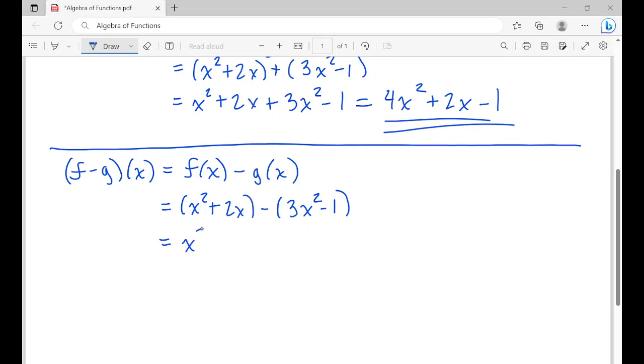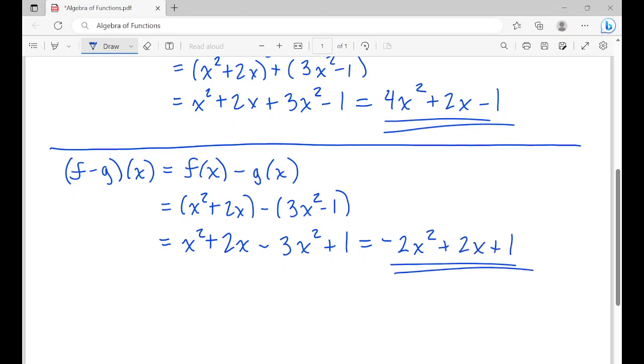So x squared plus 2x, because I don't need the parentheses here anymore, then minus 3x squared plus 1. And now I'm just going to combine like terms, so the x squared and the negative 3x squared is going to give me negative 2x squared. And then the 2x and the 1 just get brought along. And there is f minus g of x.